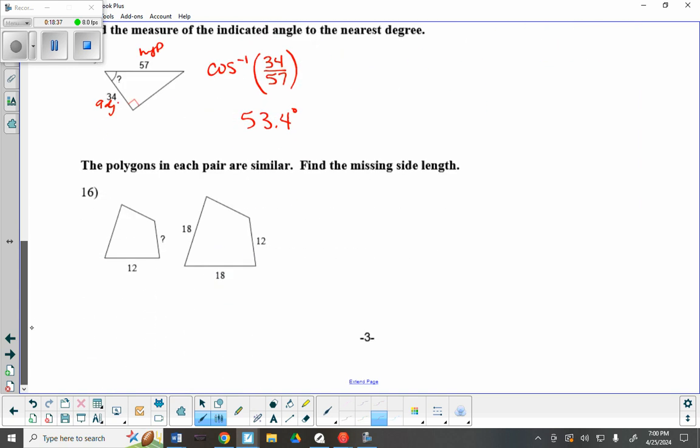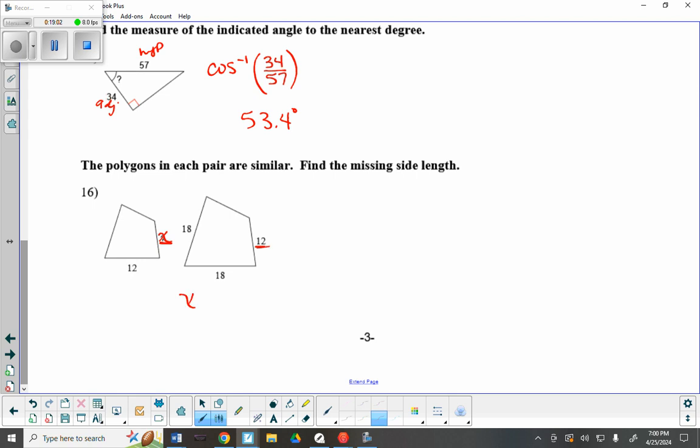All right, next problem, we're almost done here. The polygons in each pair are similar. Find the missing side length. So as you can see, this is what we're missing. So I'm going to put an X here. We have the long side on the left and the long side on the left here. So the X is going to correspond to the 12.